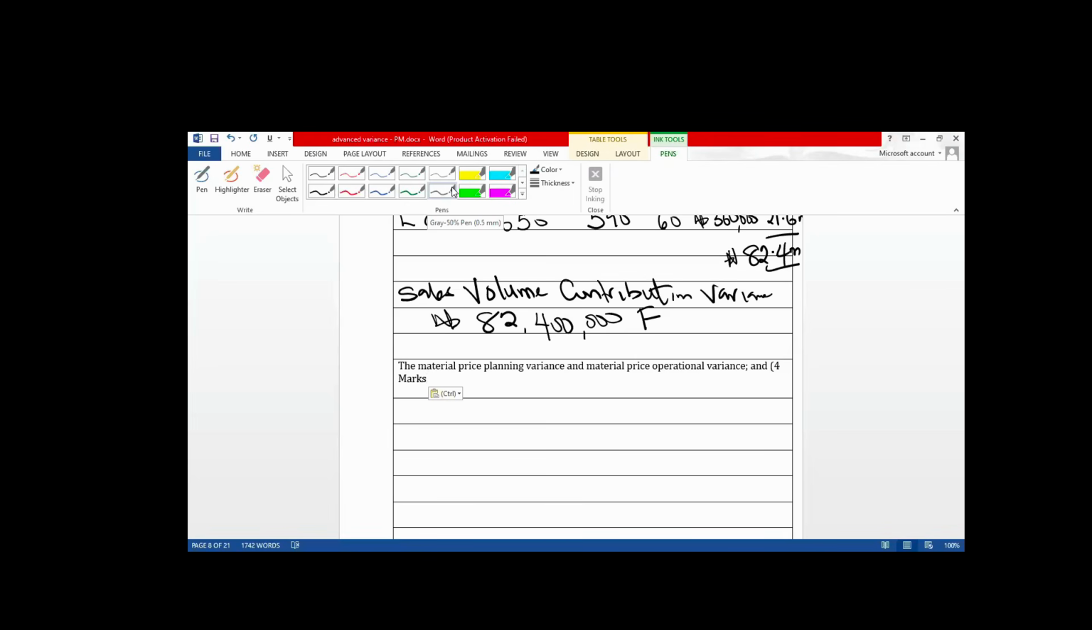Now remember, material price planning variance. I want to know the error in our plan, in our price. I'll come here. Material price planning variance.